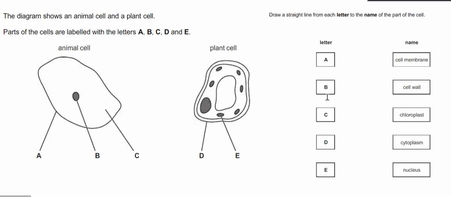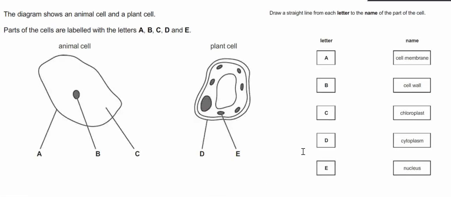So letters A, B, C, D, E. Cell membrane, cell wall, chloroplast, cytoplasm, nucleus. So you've got 10 seconds from now. 10, 9, 8, 7, 6, 5, 4, 3, 2, 1, 0. Alright, you might pause it if you're not yet finished. Now let's check the answer.